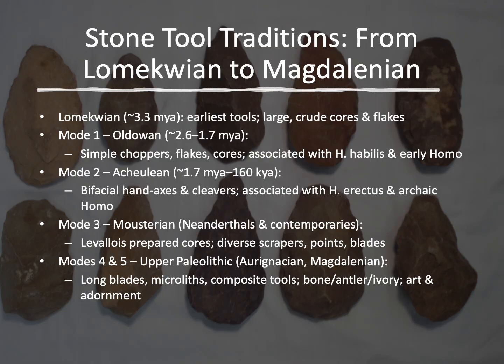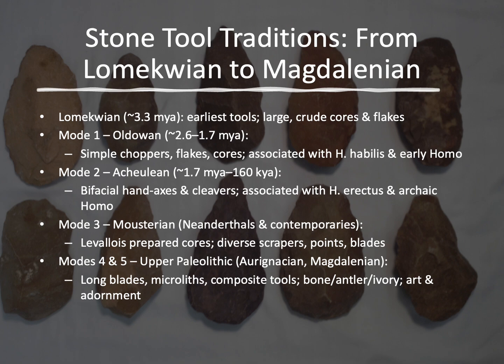These are associated with Homo erectus and early archaic Homo sapiens. Acheulean technology requires multi-step planning and a mental template of the desired form, so that suggests a significant increase in cognitive complexity.